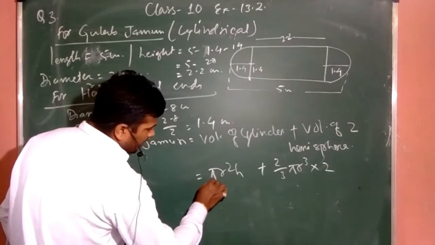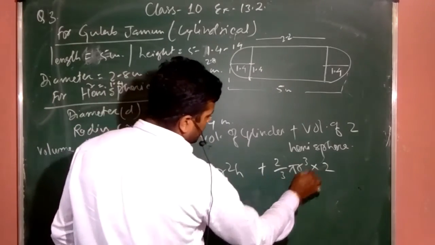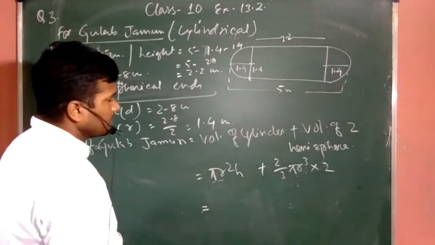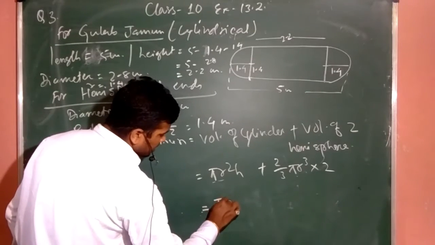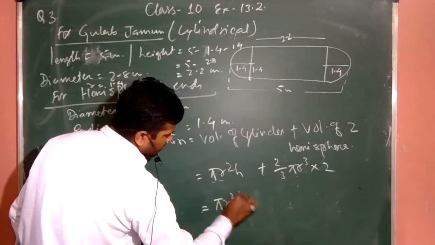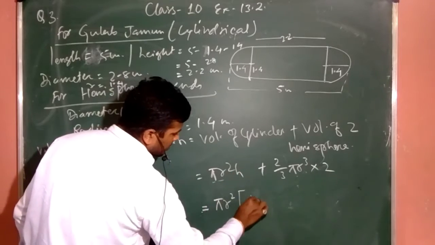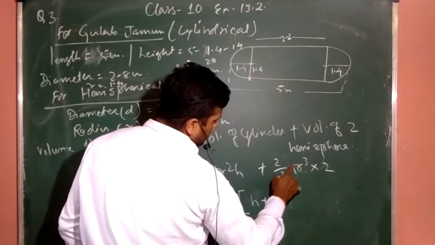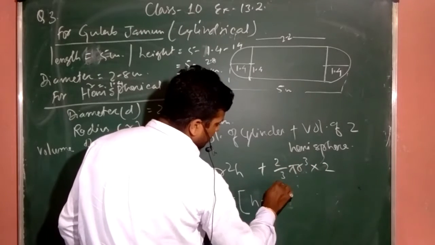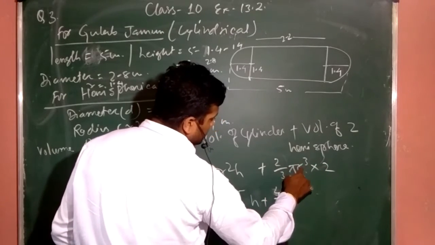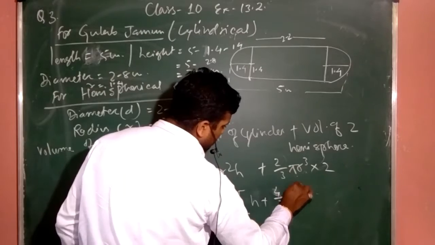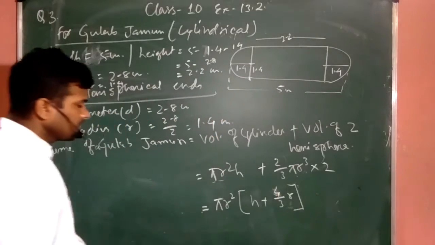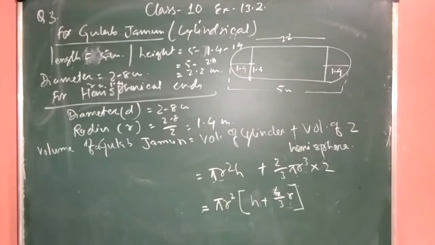Now here pi r and here also pi r, so we'll take pi r square common. If pi r square is common, what is left? h plus 2 by 3, and these 2 twos are 4, so 4 by 3. Pi r square is out, so only r is left. Now we'll put the values of r and h.